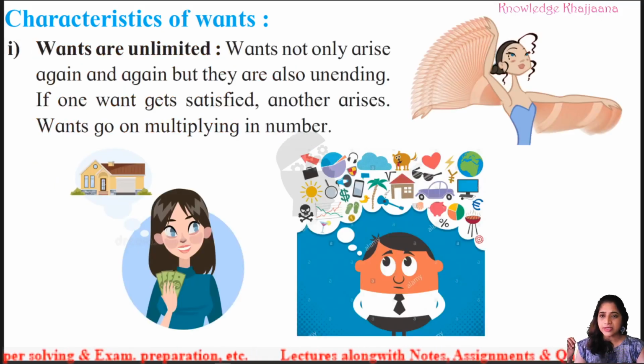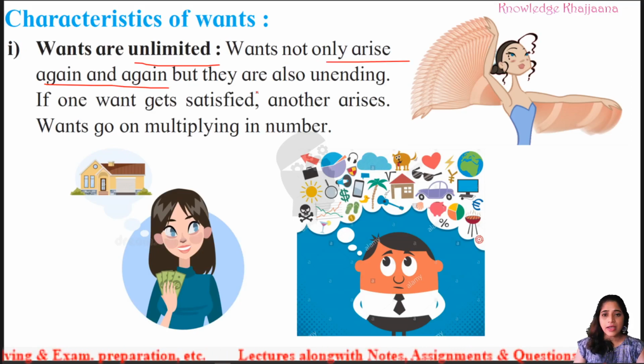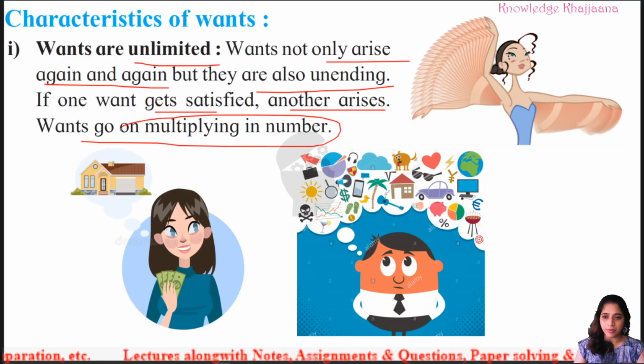The first characteristic of want is that wants are unlimited. Why is it said that wants are unlimited? Wants not only arise again and again, but they are also unending. If one want gets satisfied, another arises. So wants go on multiplying in number.